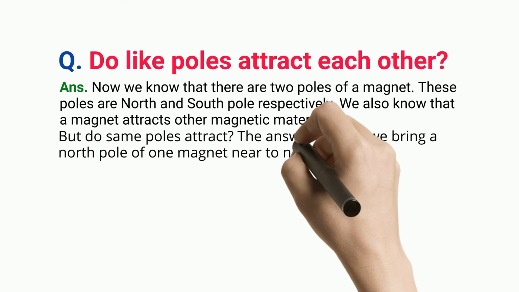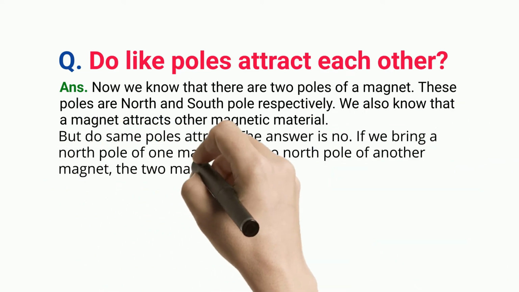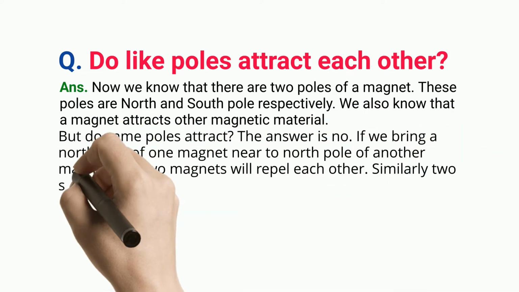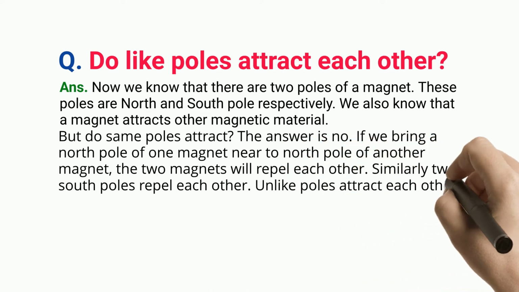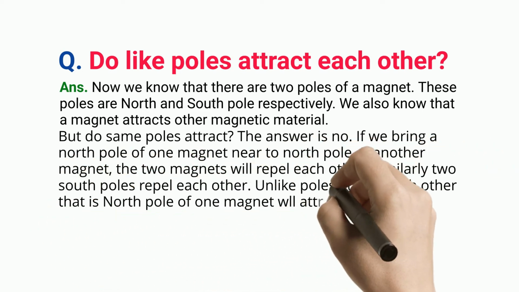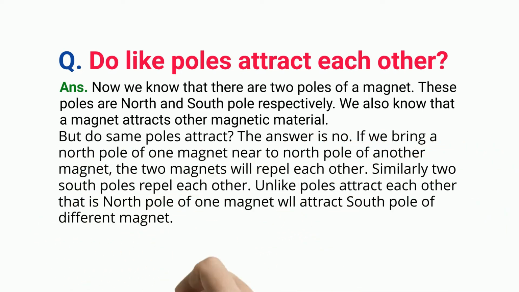The answer is no. If we bring the north pole of one magnet near the north pole of another magnet, the two magnets will repel each other. Similarly, two south poles repel each other. Unlike poles attract each other, that is, the north pole of one magnet will attract the south pole of a different magnet.